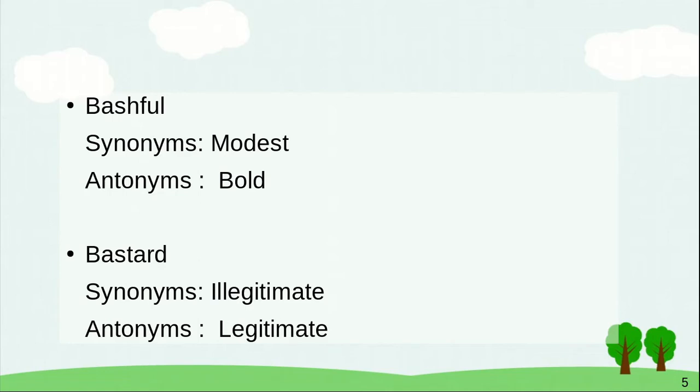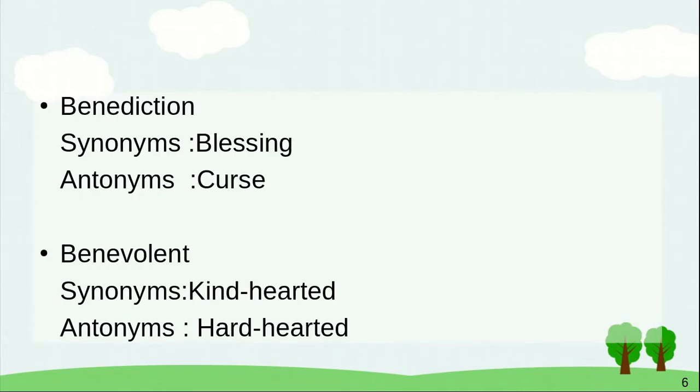సో జారత్వం వల్ల పుట్టిన అని అర్థం వస్తుంది తెలుగులో మనకి. అండ్ illegitimate is the synonym and legitimate is the antonym of the word bastard. illegitimate అంటే అక్రమమైన అని, అండ్ legitimate అంటే సక్రమమైన అని అర్థం వస్తుంది. అండ్ కమింగ్ టు ద నెక్స్ట్ వర్డ్, benediction.